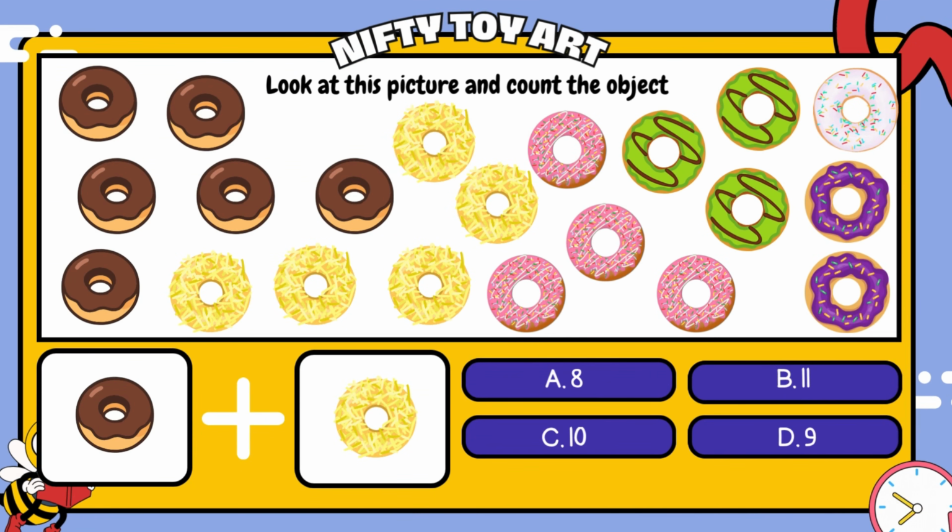I want to take all the chocolate donut plus the cheese donut. So what is the total number of donuts? That's right, 11 donuts.